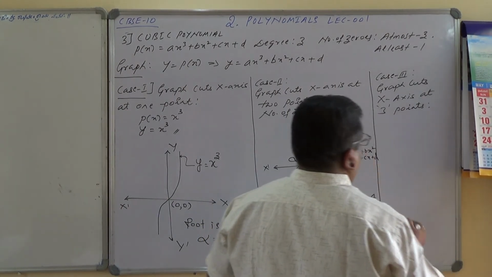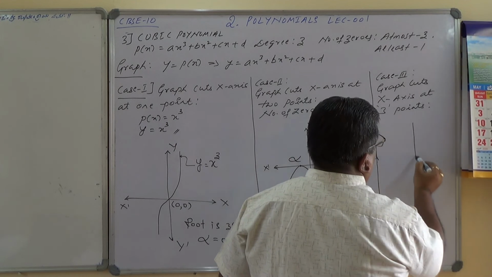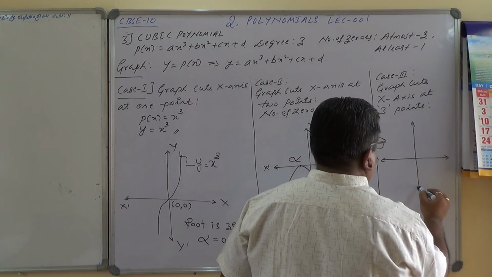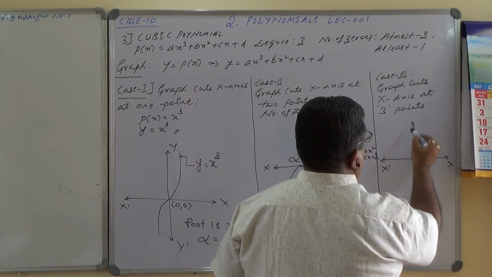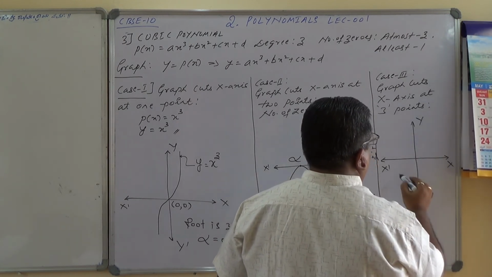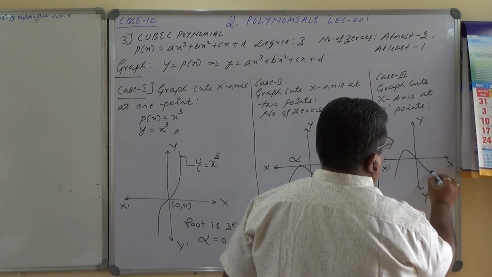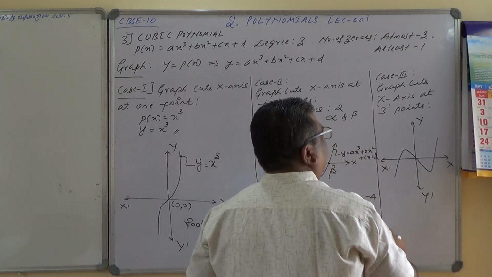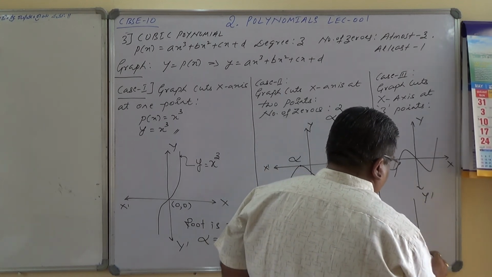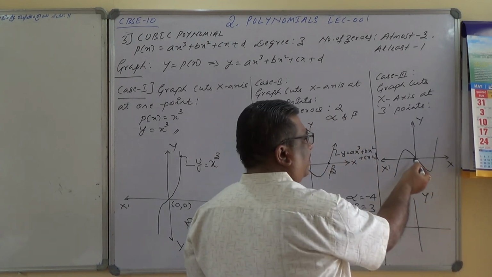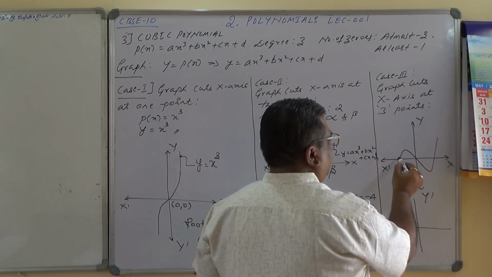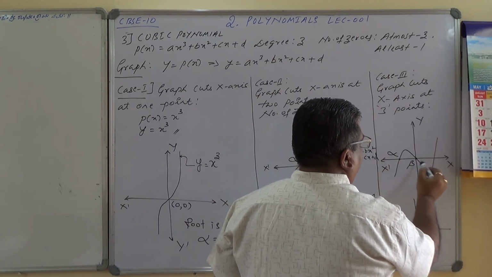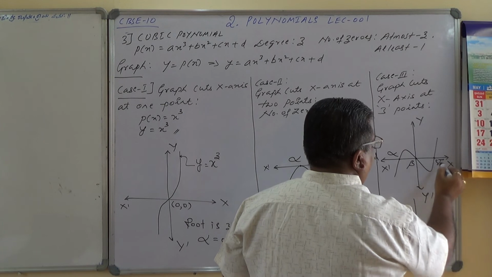Graph cuts the x-axis at 3 points. Let me draw the graph. This is x, x dash, y and y dash. See here, is it cutting the x-axis at 3 points? Yes, it is cutting the x-axis at 3 points. Let me draw one more graph so that you can very clearly understand. Here it appears to be passing through the origin, and this is alpha here, this point is beta here, and this point is gamma here.